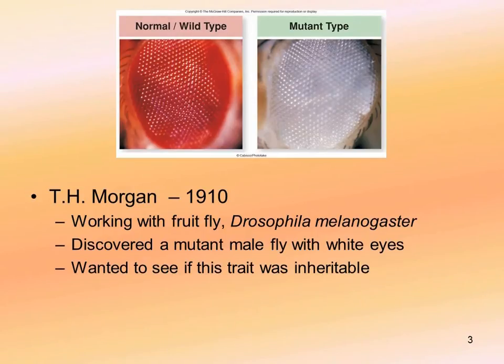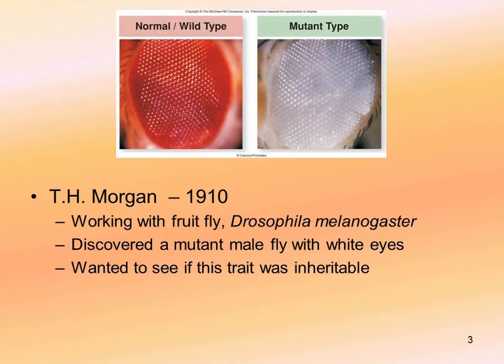First and foremost, they show sexual dimorphism. That means that males and females look different. Second, they only have 4 chromosomes, 3 autosomes and 1 sex chromosome, which makes them easy to work with. And third, they have a very short lifespan, only 10 days. This allows you to get lots and lots of generations in a very short amount of time.